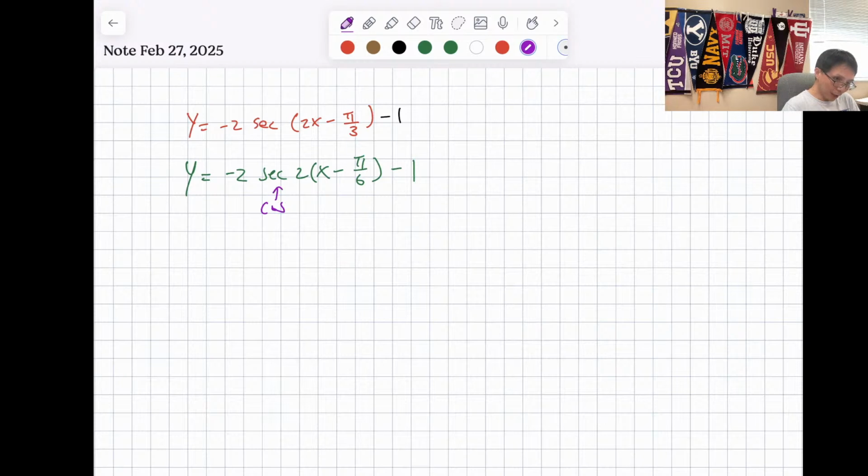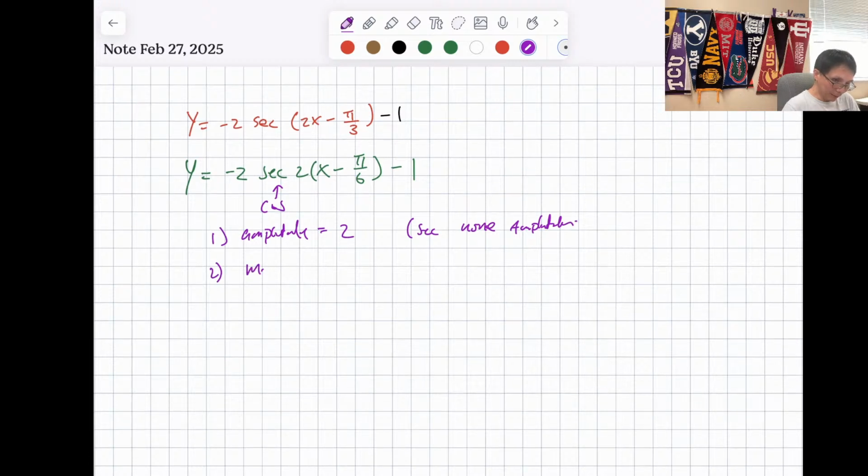So if it's a cosine, then the amplitude is equal to 2. But for secant, it's none. So I'm going to say secant is none for the amplitude. Okay, so that's the first thing I would be able to tell. The second thing I'll be able to tell is the midline. The midline is y equals -1. Y equals -1 is a horizontal line.